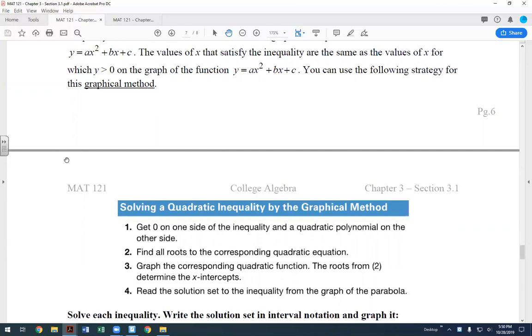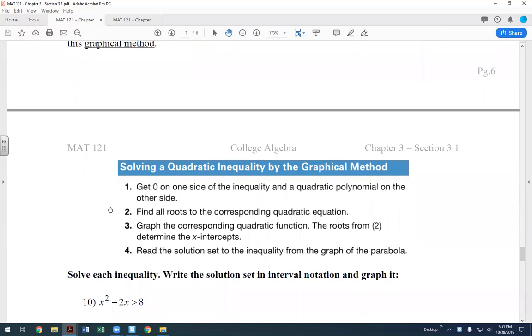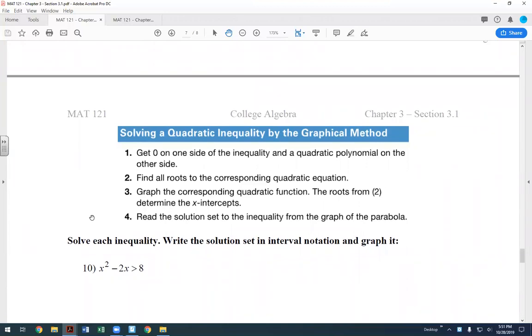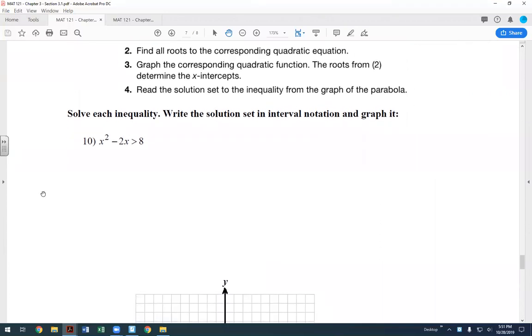So the first thing we're going to do is make sure we get all our terms on one side and 0 on the other side of our inequality. Solve for your roots, so that's finding the x-intercepts. And then we're talking about graphing that corresponding equation. So you can use the x-intercepts for that. Again, anytime you're graphing a polynomial or a quadratic function in this case, you need to have more points to make sure you have enough points to graph that. And then we're actually going to try and use the graph to see what solution set we can get that would satisfy our inequality.